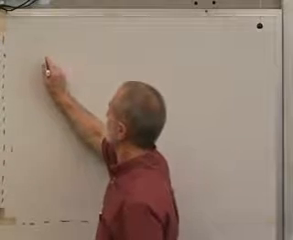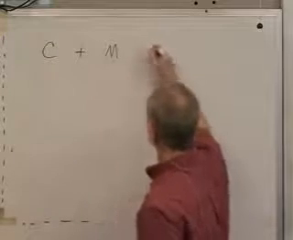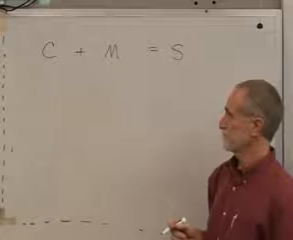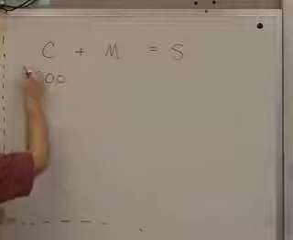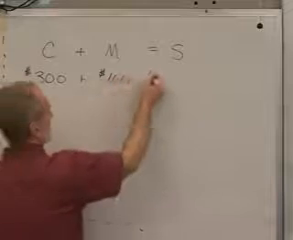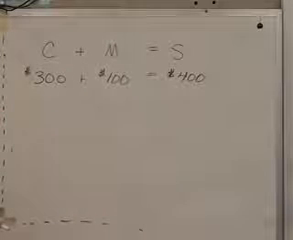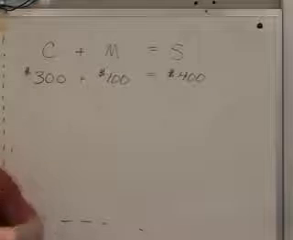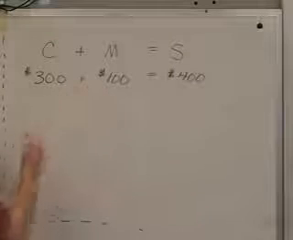Suppose we look at this formula, cost plus margin equals selling price. Let's say we pay $300 for something, we mark it up $100, and we sell it for $400. We call this our cost, we call this our margin, markup, gross profit. There's a lot of things you can call it. I'm going to call it margin.